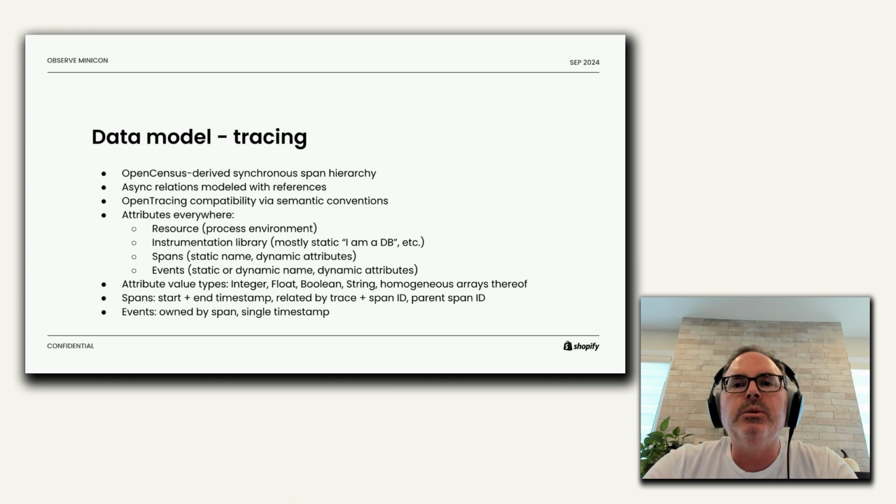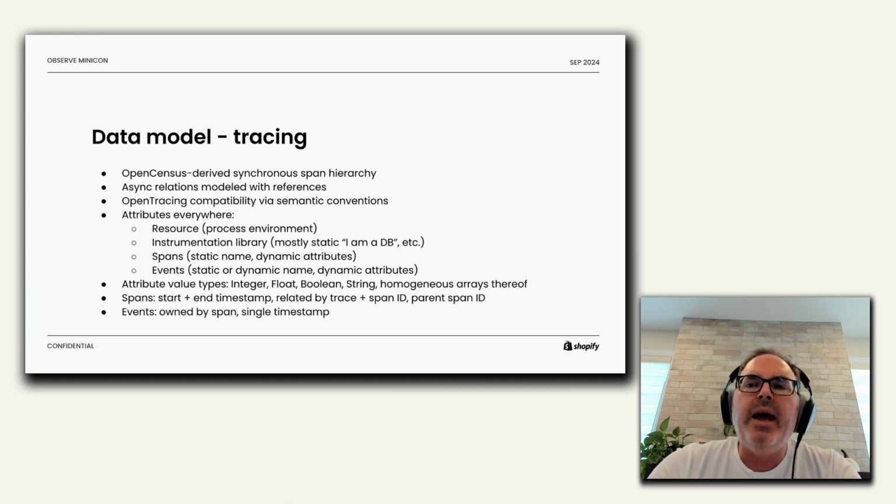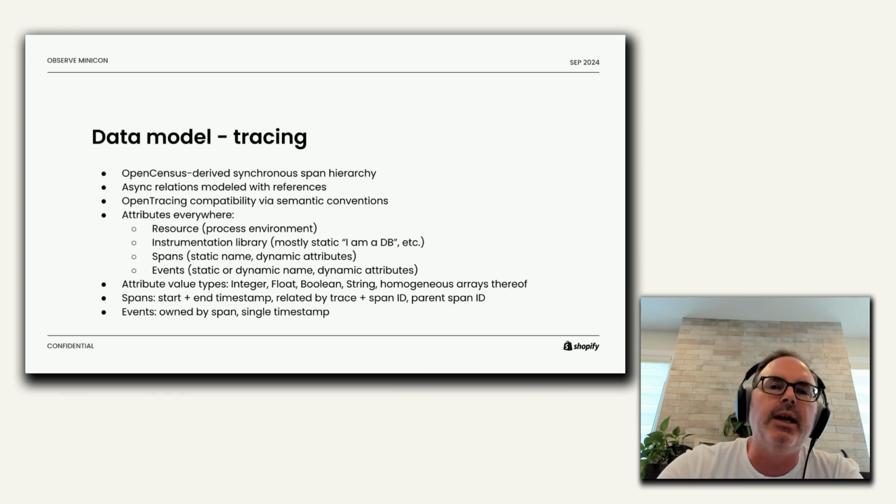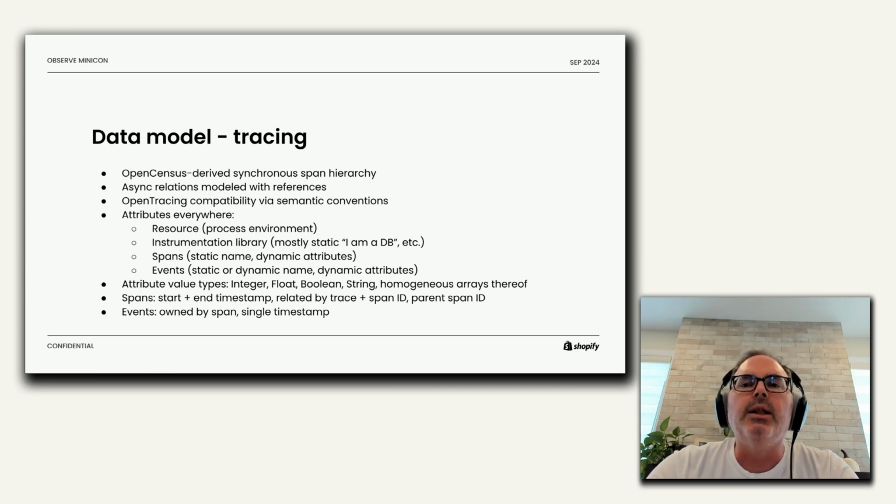Spans have static names, but mostly dynamic attributes, so things like endpoint or request parameters. Spans have start and end timestamps, and they're related by trace ID, span ID, and parent span ID. Events are owned by a span, and they have a single timestamp. They can have static or dynamic names, depending on the use case, and they generally contain dynamic attributes. Attribute names are static strings, and there's a small set of types supported. So integers, floats, booleans, strings, and homogeneous arrays of each of those simple types.